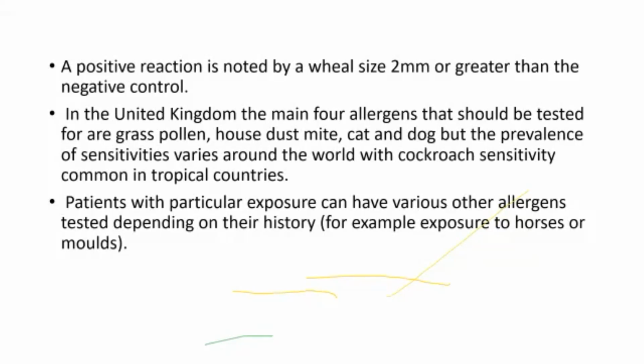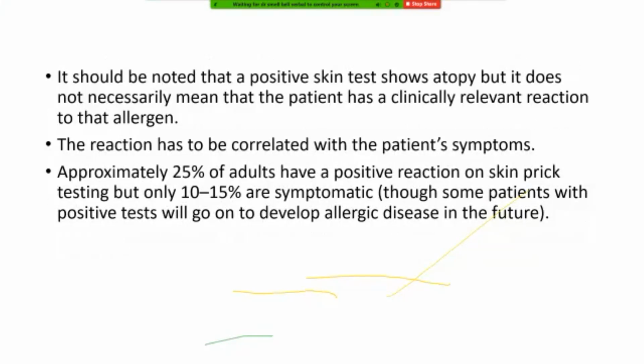A positive test shows atopy, but it does not necessarily mean that the patient has a clinically relevant reaction to that allergen. The reaction has to be correlated with the patient's symptoms. Approximately 25% of adults have a positive reaction on skin prick testing, but only 10 to 15% are symptomatic. Though some patients with positive tests will go on to develop allergic diseases in the future.